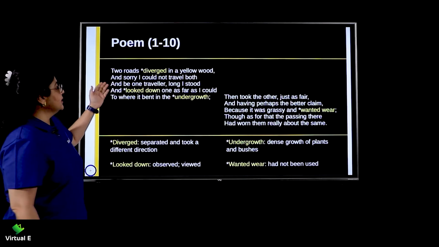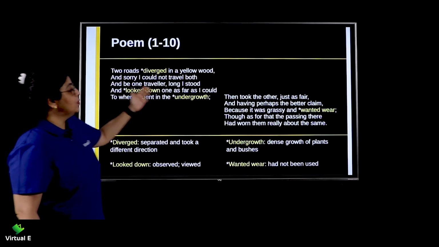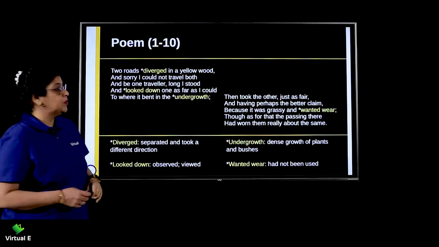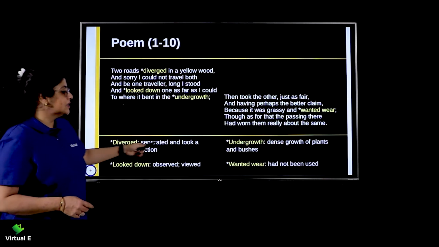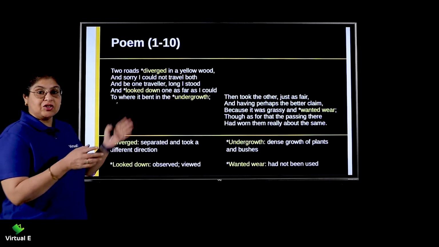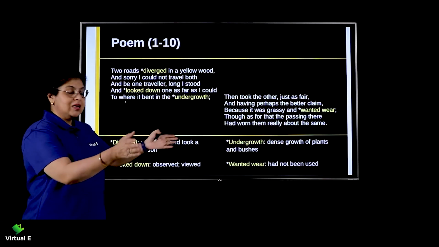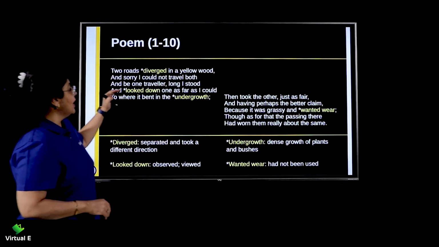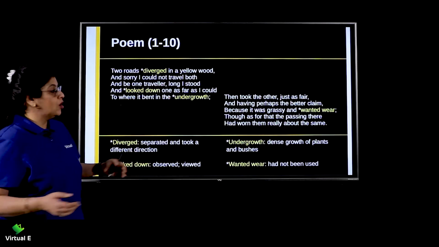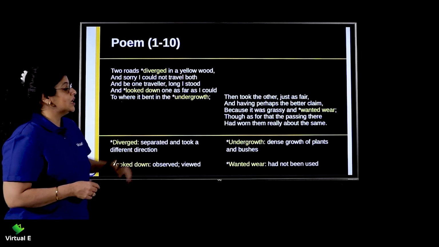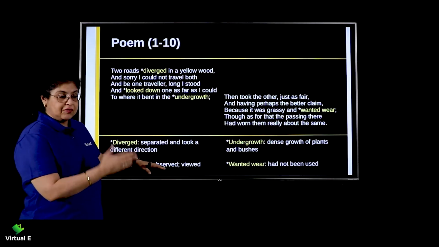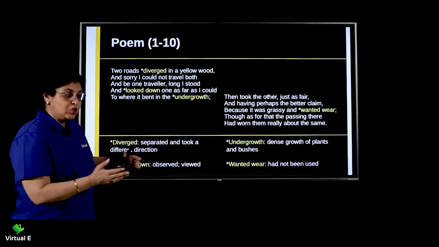The first lines. Two roads diverged in a yellow wood, and sorry, I could not travel both. Diverged as in they are separated and they took a different direction. Like you saw the picture in the first, it is taking two directions. It is getting diverged. And be one traveler, long I stood, and looked down one as far as I could. Looked down as in I observed, I viewed, I was thinking which one should I take.